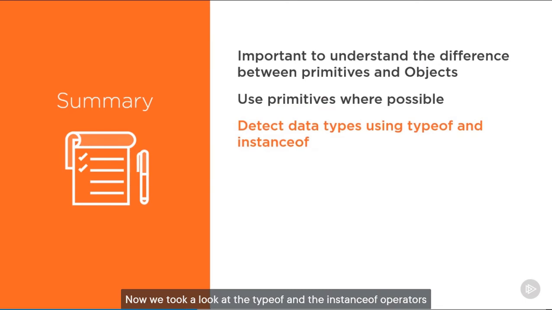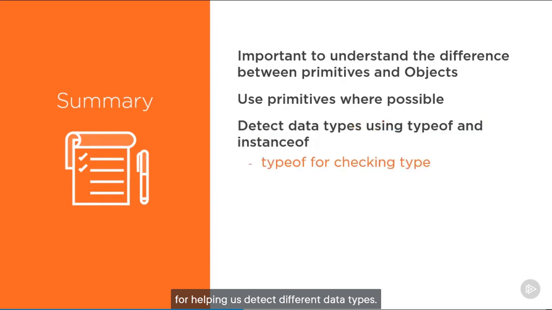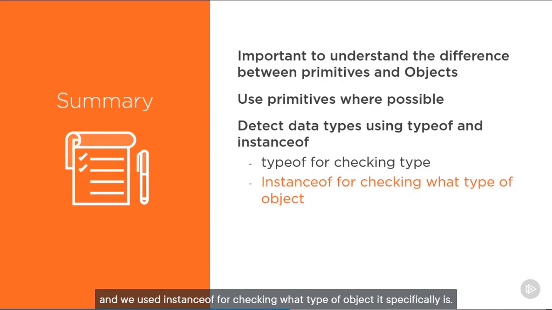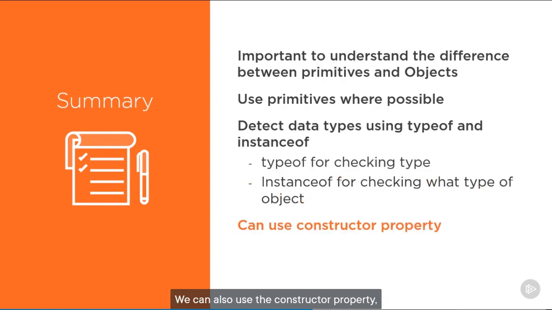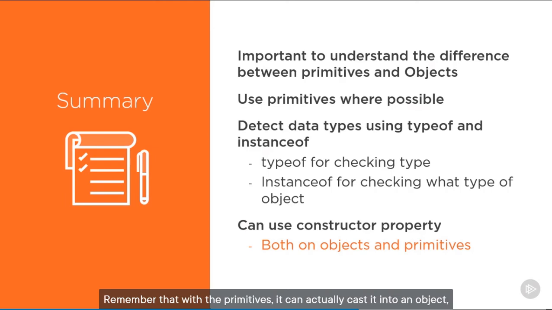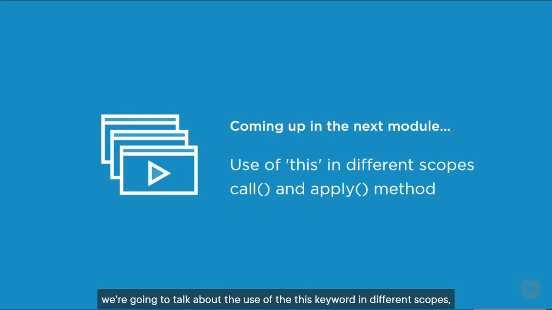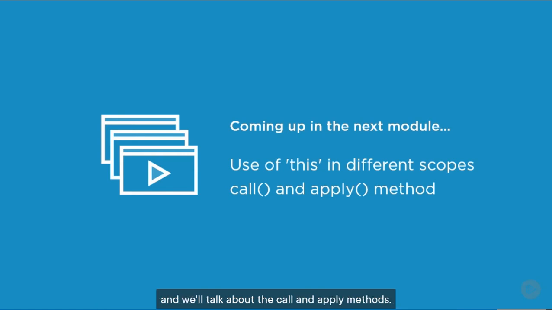Now, we took a look at the typeof and the instanceof operators for helping us detect different data types. We use typeof for checking the type, and we use instanceof for checking what type of object it specifically is. We can also use the constructor property, and this we can use on both objects and primitives. Remember that with the primitives, it can actually cast it into an object, and then we have that constructor property available to us. Coming up in the next module, we're going to talk about the use of the this keyword in different scopes, and we'll talk about the call and apply methods. I hope you'll join me for the next module.